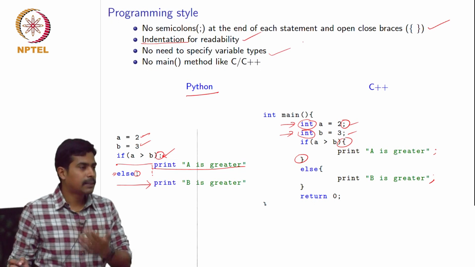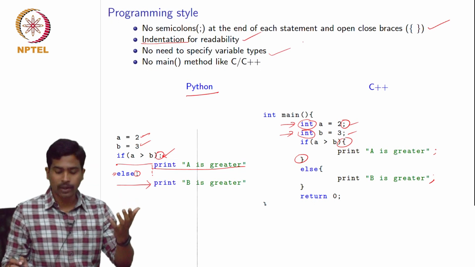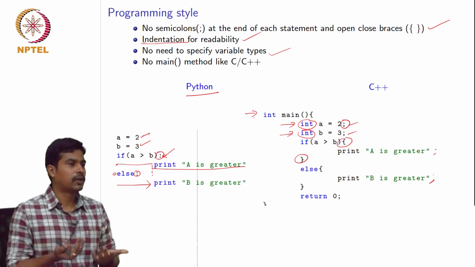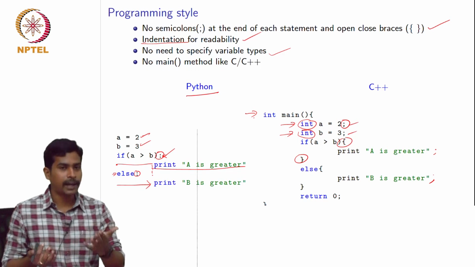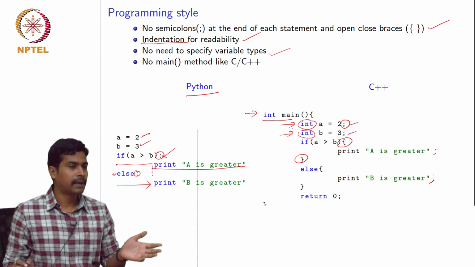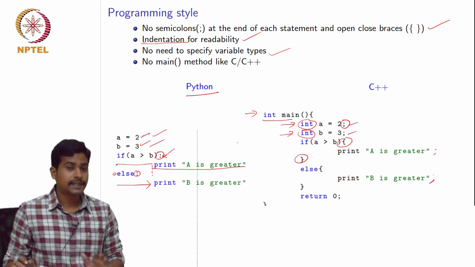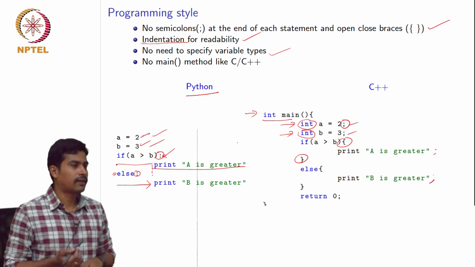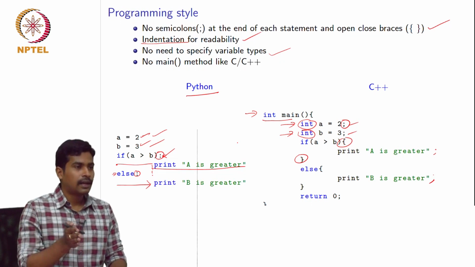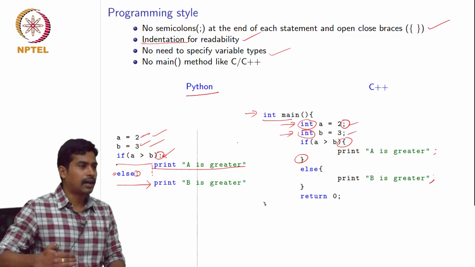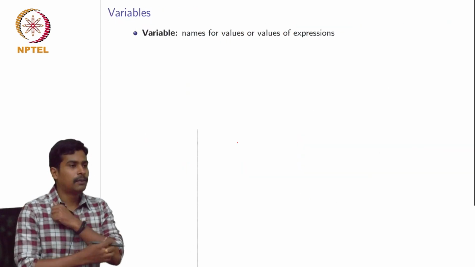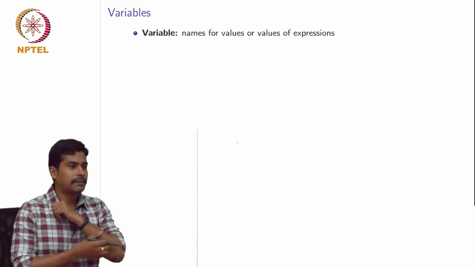And in a C program, the execution of the program starts in the main method, right? You all know it. In order for your program to be executed, you should have a main function. So this is a main function. But in Python, you don't have to write any main function. You can just keep writing several statements. They all get executed one after another. So these are the differences between C and Python, and this is a typical style of writing a Python program. Now let's move on to different types of variables in Python.